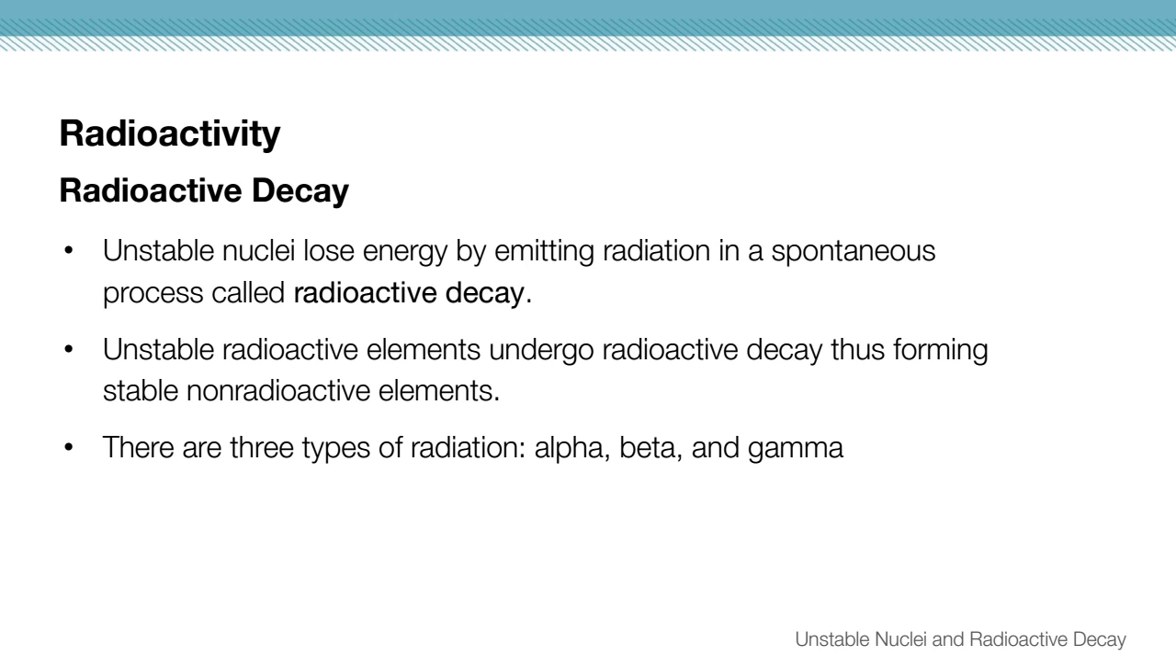So, radioactive decay, you're emitting radiation in this process. So it's similar to the process of radioactivity because there's radiation being emitted, but here you're actually decaying an atom and it's going to form a different atom. There are three main types of radiation that we're going to be talking about: alpha, beta, and gamma.